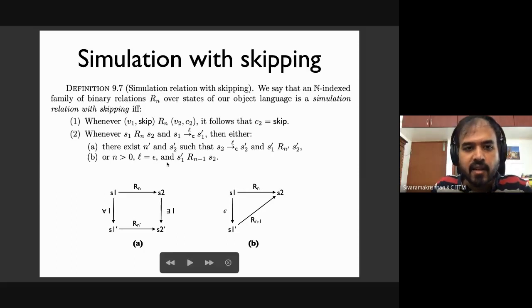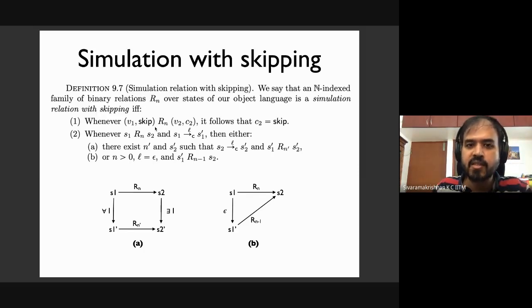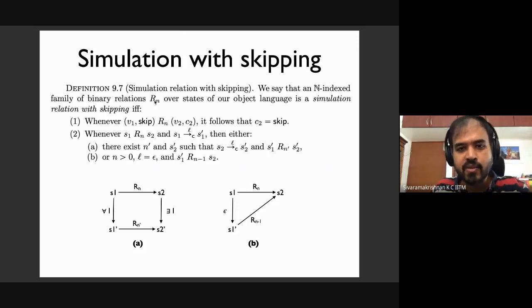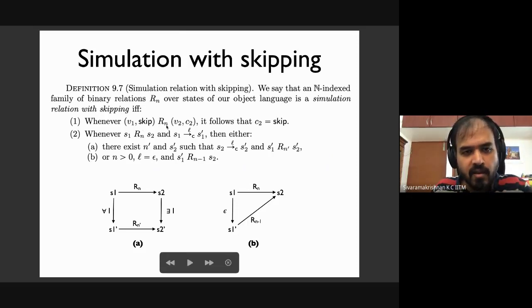That's the idea here. So this looks similar to the earlier one, but this is the right version of simulation with skipping. The idea is we index the relation by n. We say that an n-indexed family of binary relations, R1, R2, R3, and so on. There is just an index which is used somewhere. For this relation Rn, again we agree on termination: if it is a skip, then C2 also has to be a skip. This is the interesting one.